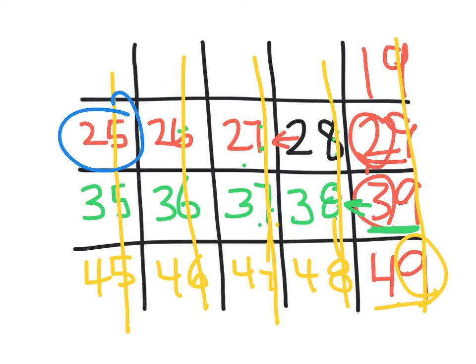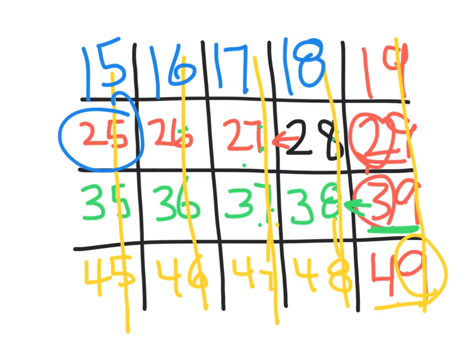So now I'm going to go to 25, and I'll think 10 less. 15, I'll just count now. 15, 16, 17, and 18. So a hundreds chart's pretty awesome.